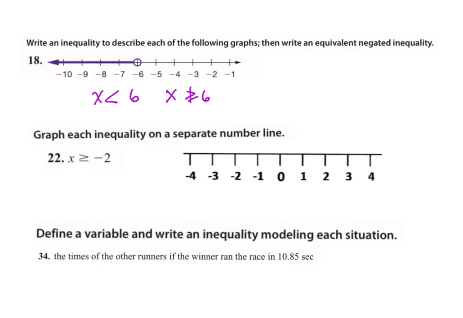Graph the inequality. I'm going to start at -2. Am I going to go larger than -2 or smaller? Larger. And I included it because it was or equal to.